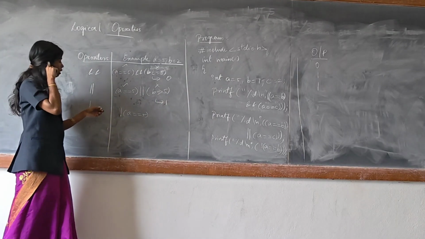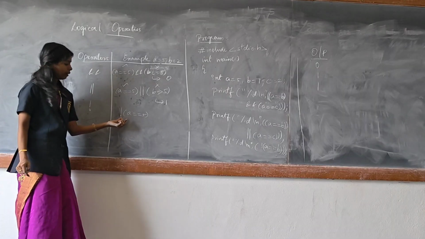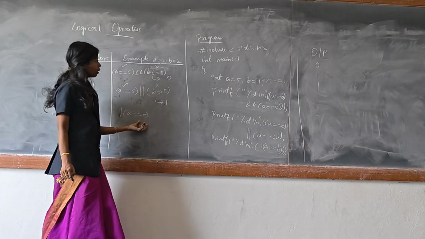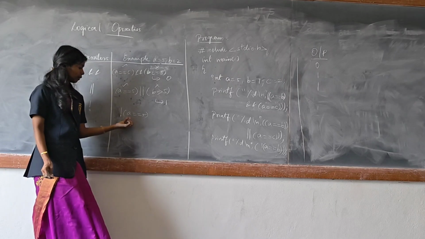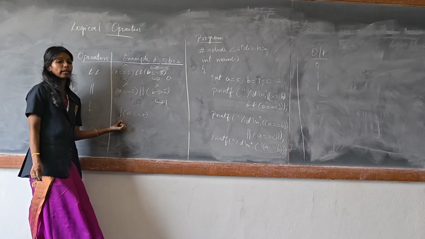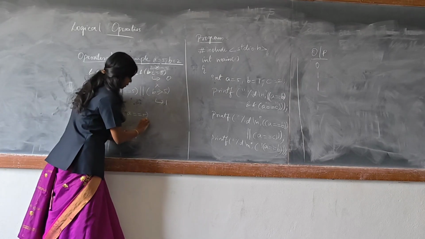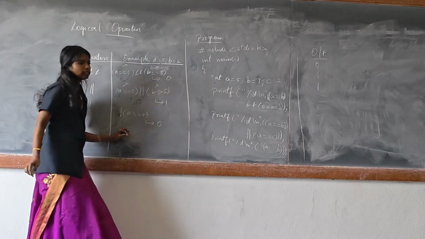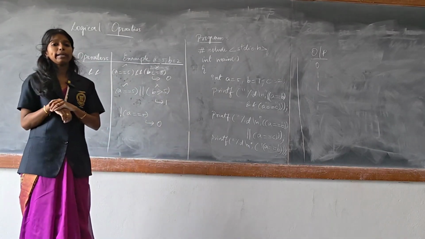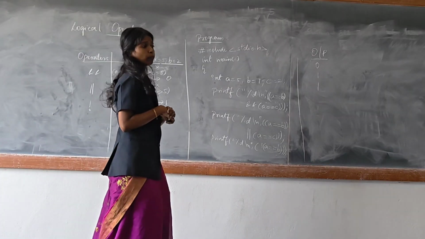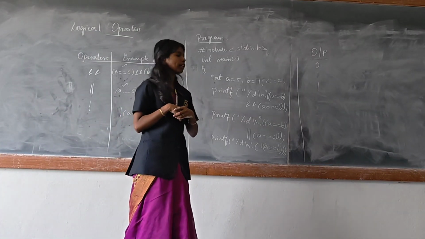Next, the logical NOT operator, a equal to 5. The a value is 5, 5 equal to 5, the condition is satisfied. Then we have applied the NOT operator, so in this the output we have got is 0. So this is the example of logical operators. Now we can see the program of logical operators.